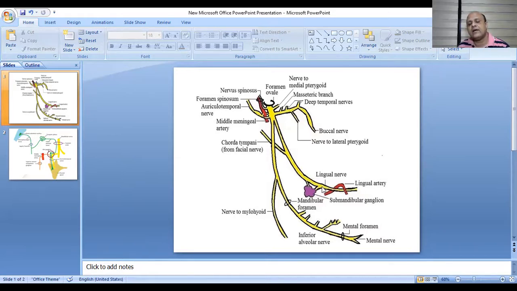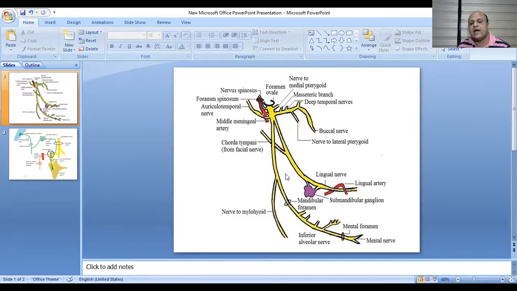The submandibular ganglion is suspended from the lingual nerve by its two rootlets, and this lingual nerve then winds around the submandibular duct, and it then gives its terminal branches. And you can see the lingual artery here in this diagram. So this was about the lingual nerve.